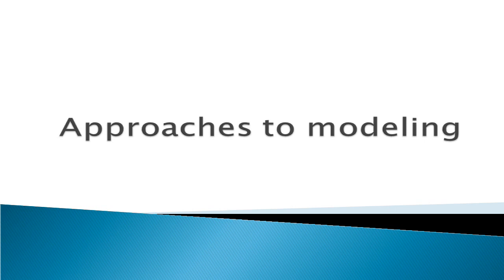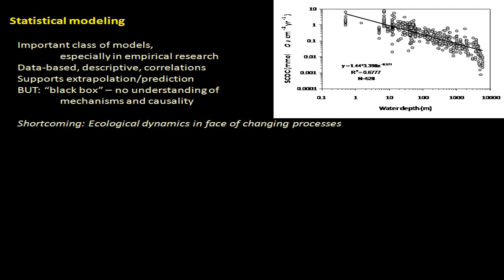What are some of the different ways that we can actually do modeling? One is statistical modeling. They're quite an important class of models because they're widely used and relatively more accessible. These are data-based or descriptive models, statistical models, or correlations or causal models, and they can support, depending on the type of statistics, certain means of extrapolation and prediction.